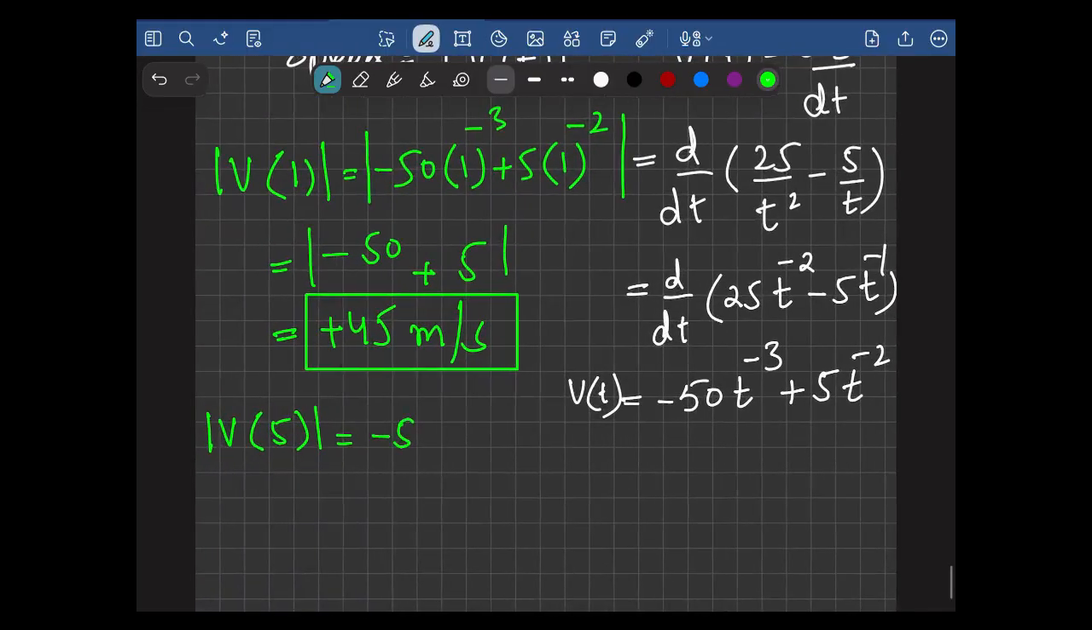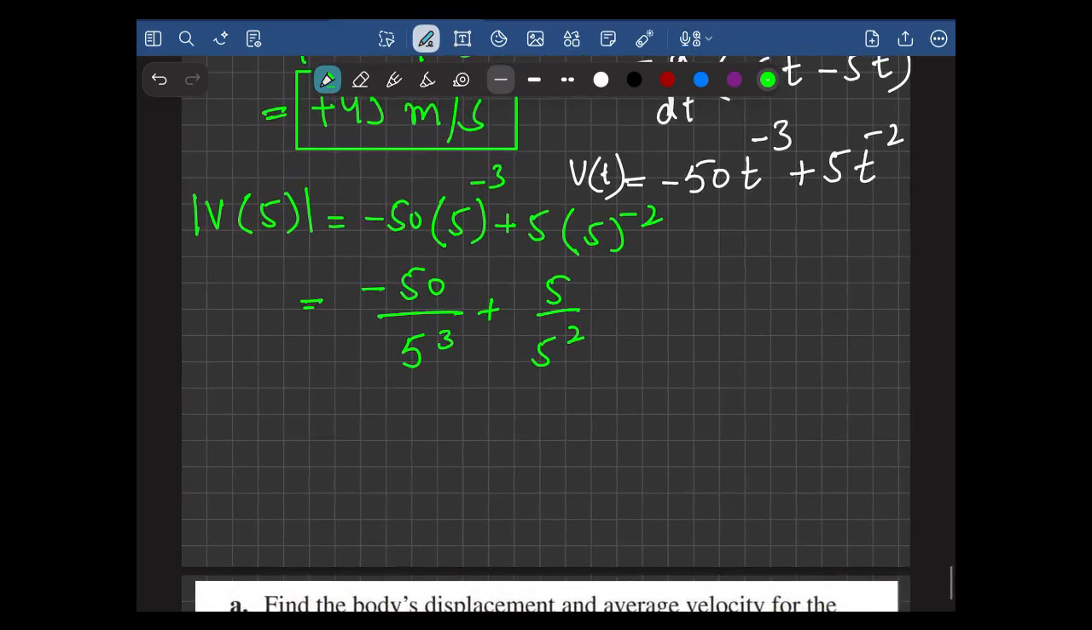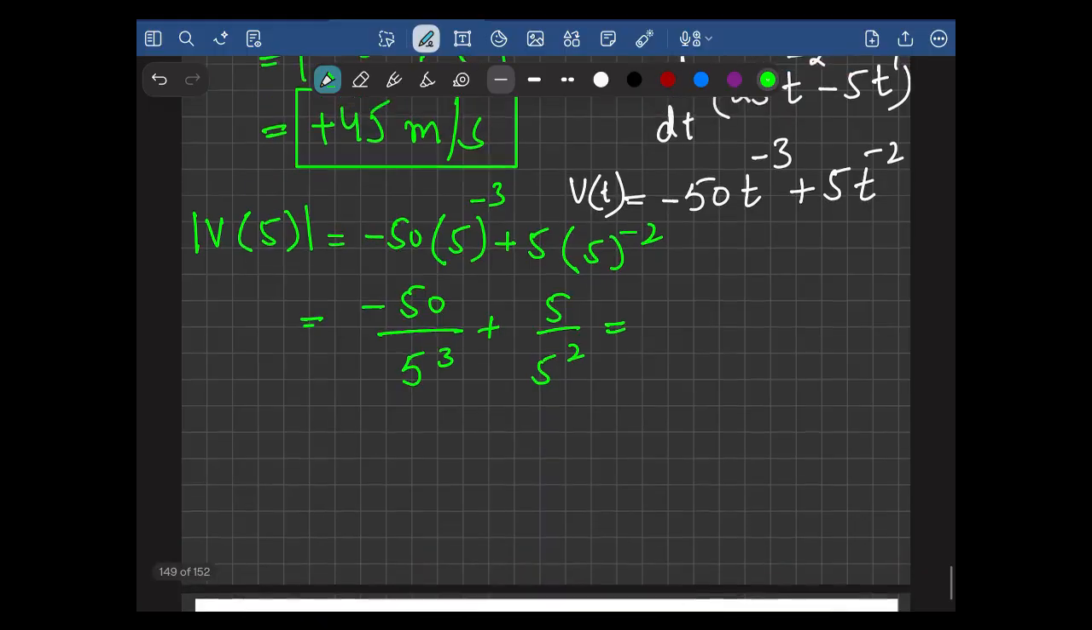So minus 50, t is 5 this time, raised to power minus 3 plus 5 into 5 raised to power minus 2. Now I'm going to shift them to the denominator position to make it more easily soluble. So 5 raised to power 3 plus 5 raised to power minus 2 means 5 raised to power 2 in the denominator. Further, minus 50 over 5 raised to power 3 means 5 times 25, 5 times.